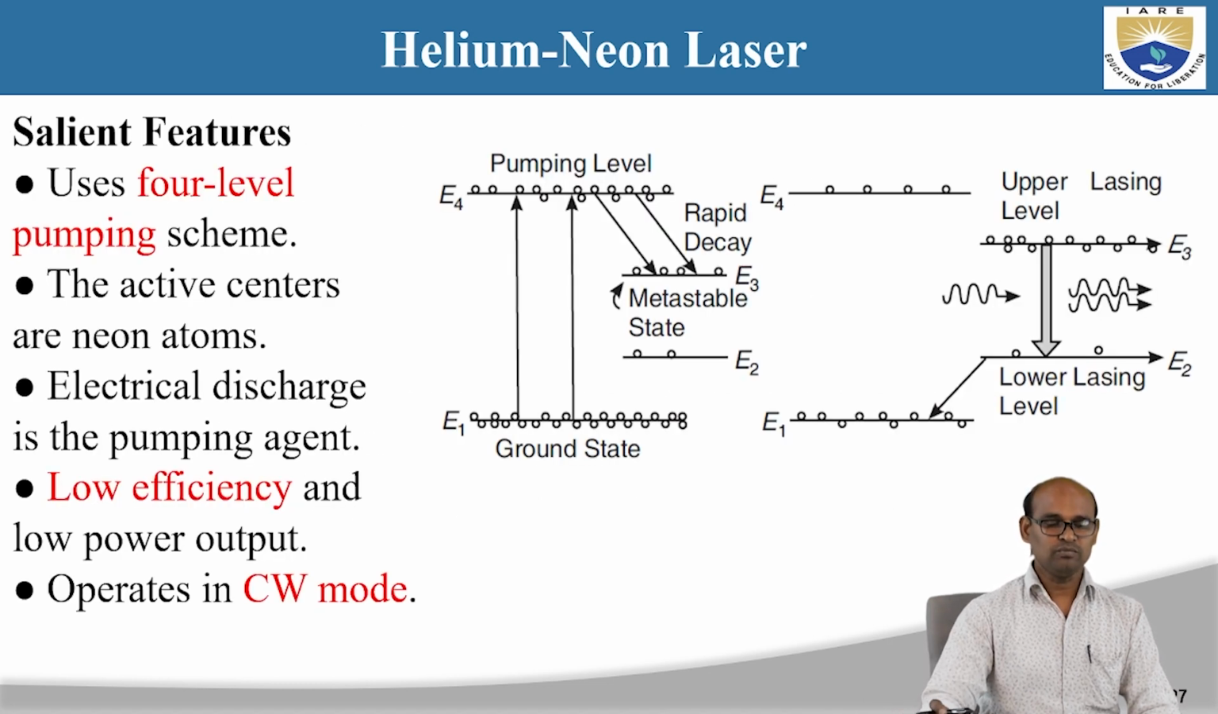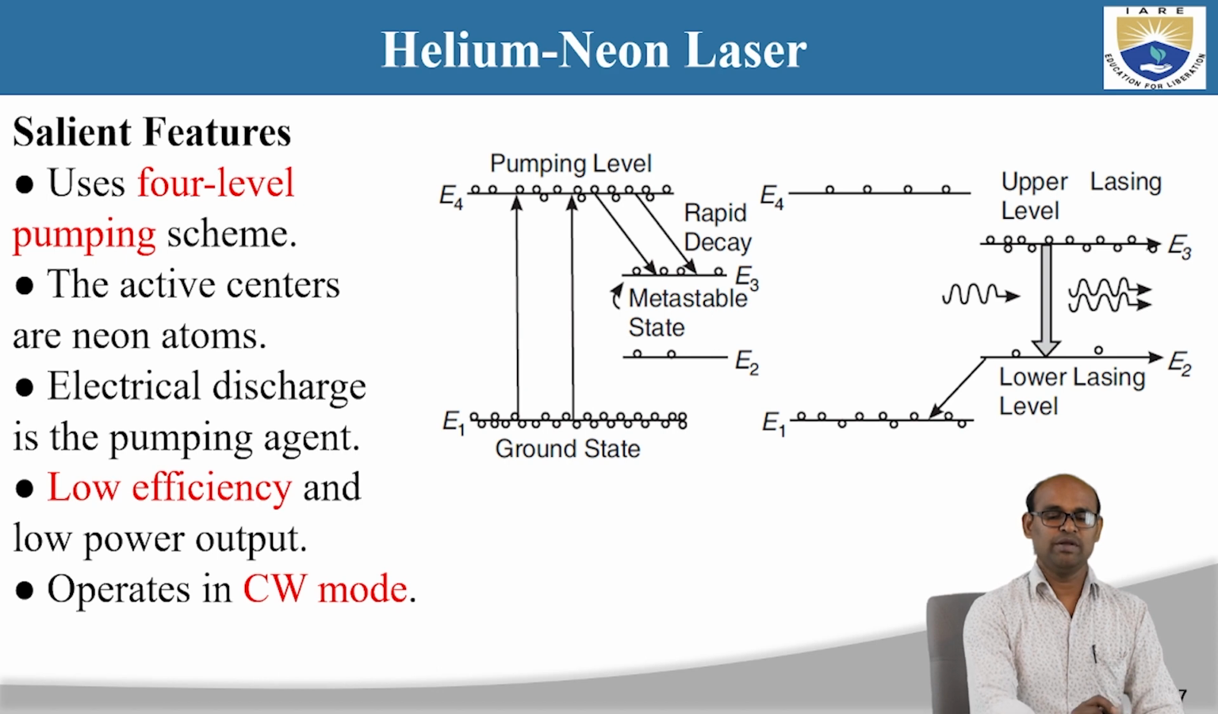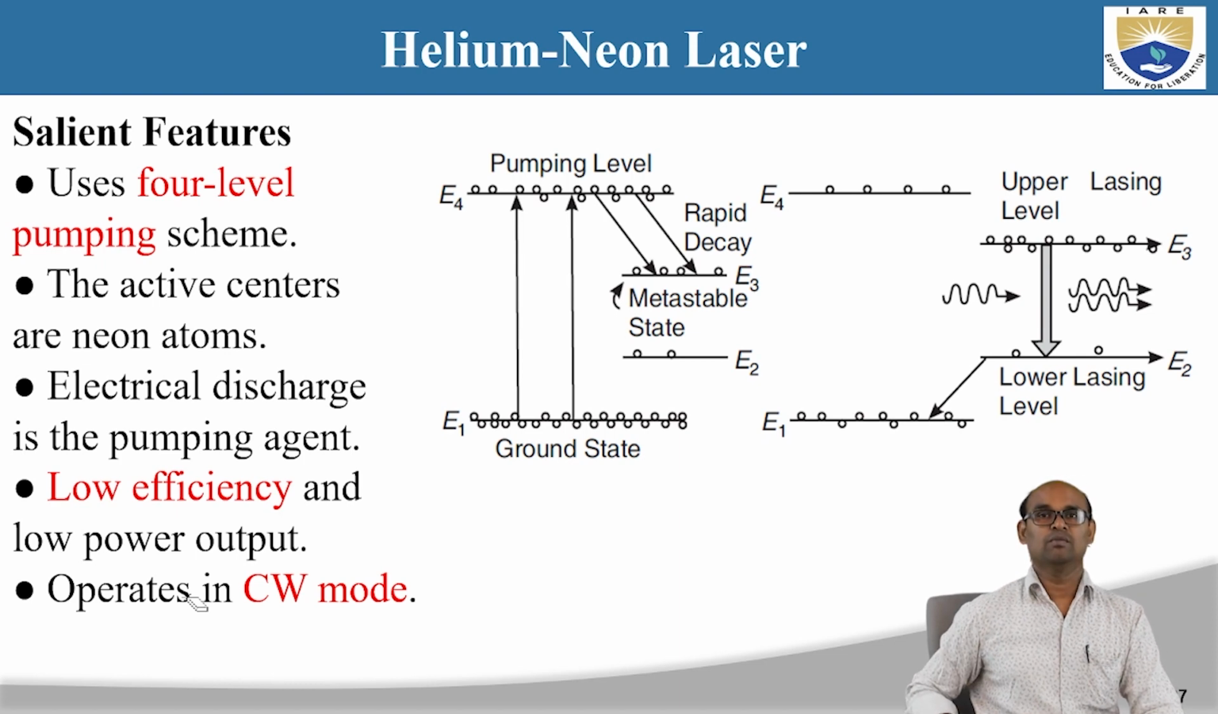And now, the salient features of the helium neon laser. In this laser, we have a 4-level pumping scheme. There are 2 metastable states, one normal excited state, and one ground level. The active centers are neon atoms. Electrical discharge is the pumping agent. It has low efficiency and low output power, and operates in continuous mode.